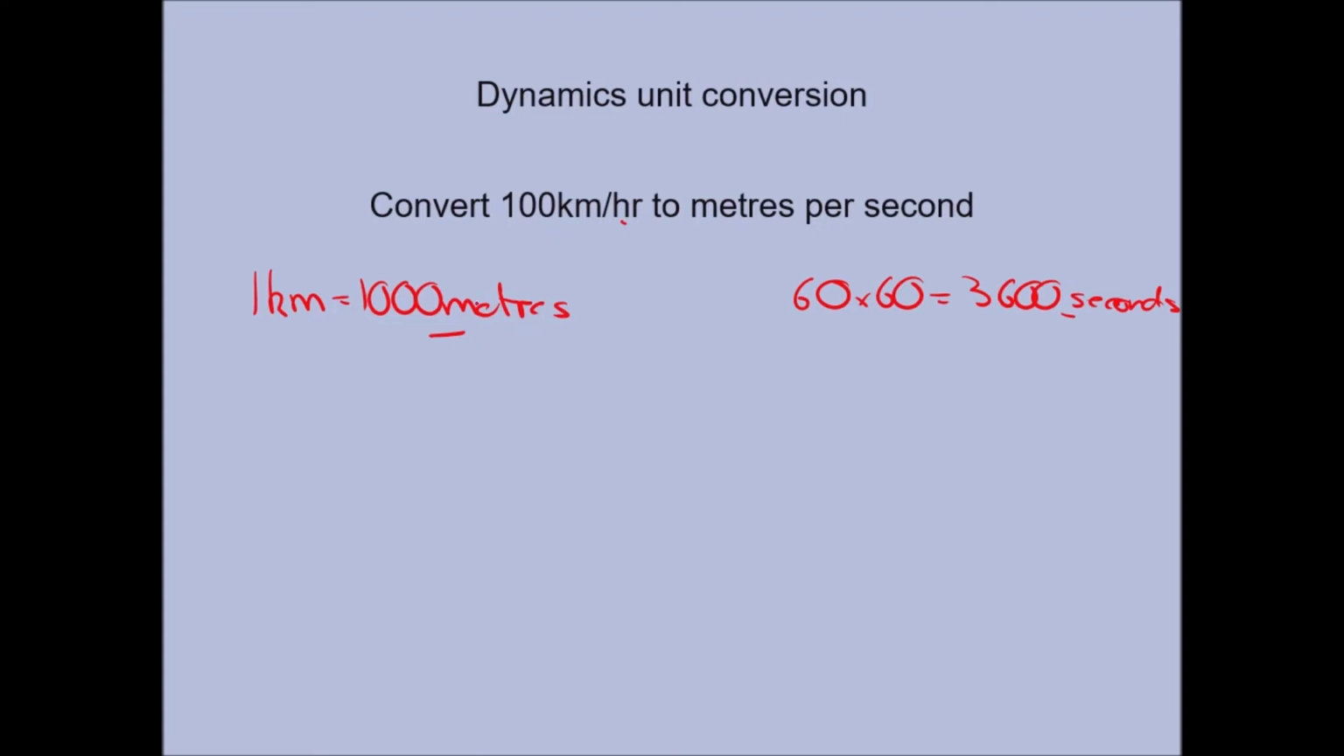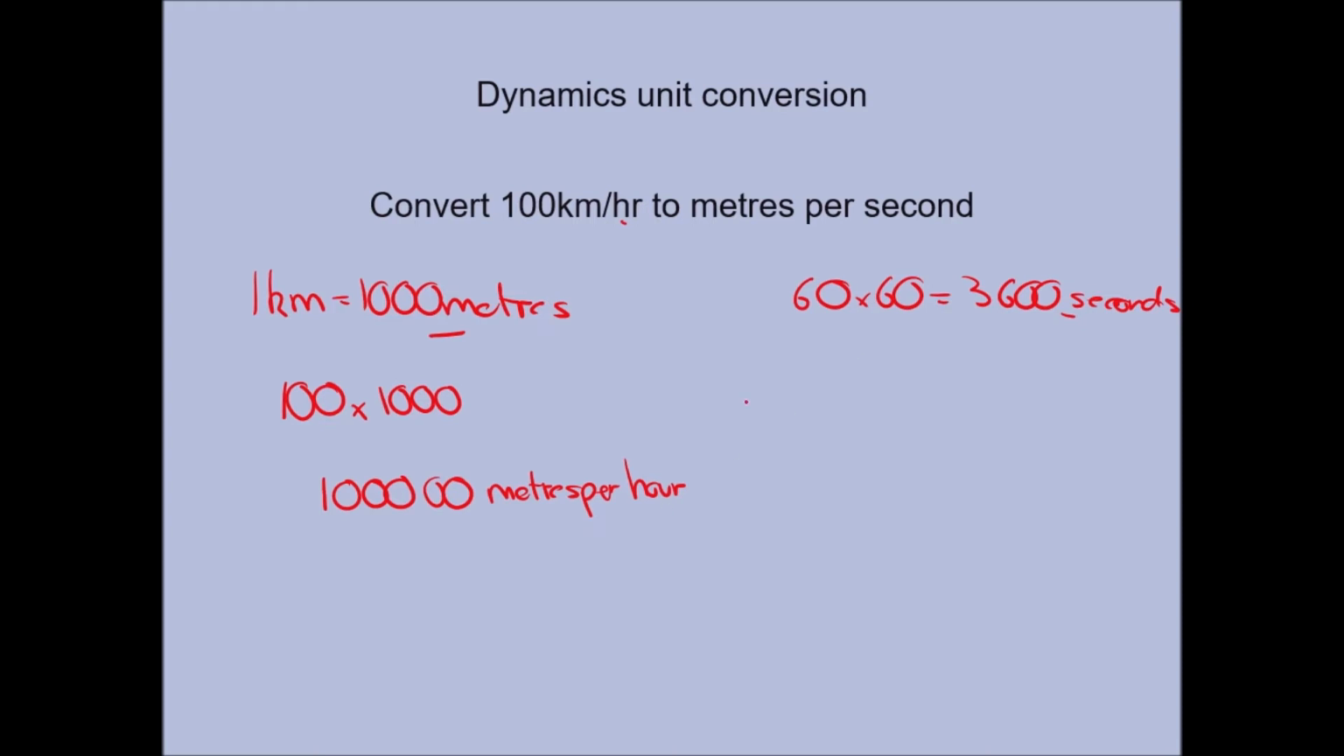So first thing we're going to do, we're going to take our 100 from our 100 kilometers an hour, and we're going to transfer it into meters. And we do that by simply multiplying it by 1,000. Okay, so we'll have 100,000 meters per hour. So that's the velocity of this, 100,000 meters per hour.